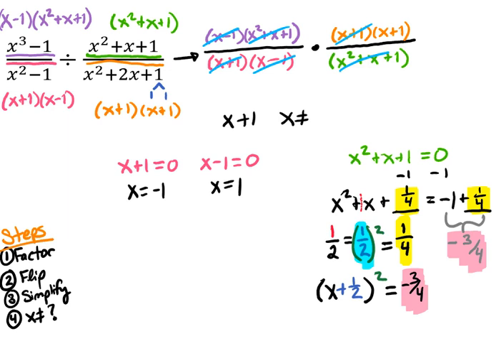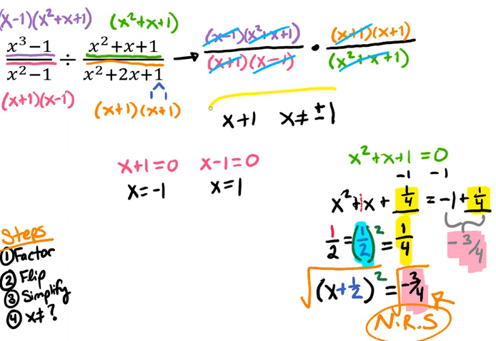Then from here, we're going to try and solve for x. Our first step in trying to solve for x here would require us to take the square root of both sides. But that's a -3/4, which makes it not possible. So this is no real solution. So we don't have to write that down as one of the things that x cannot equal. So we'll just write down our -1 and our +1 as plus or minus 1. And this is our solution.